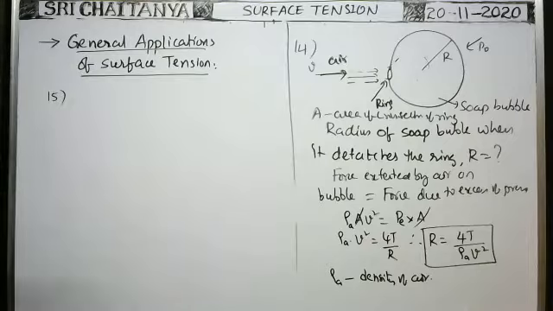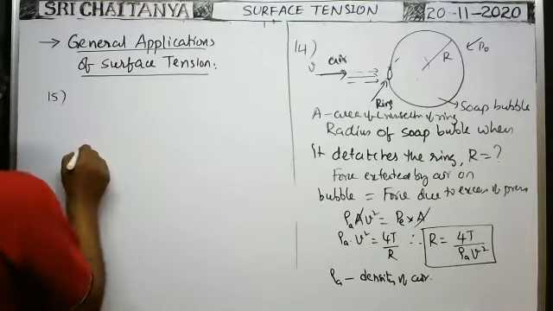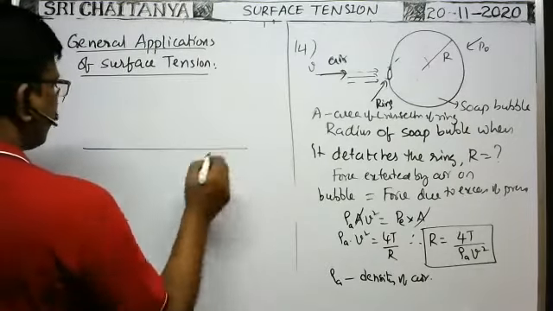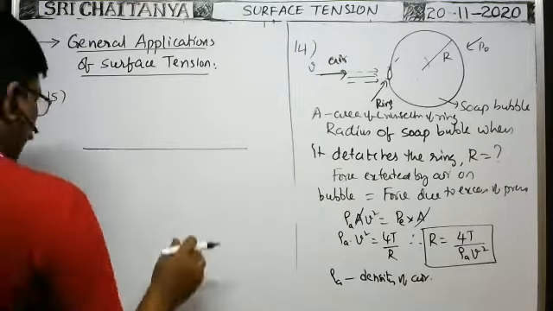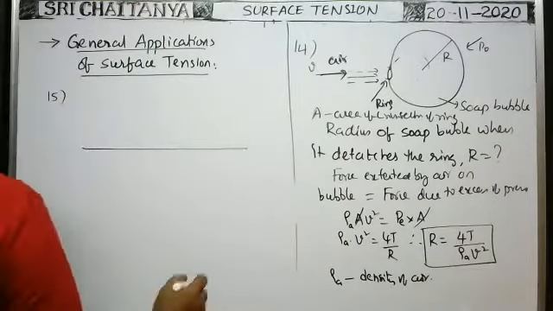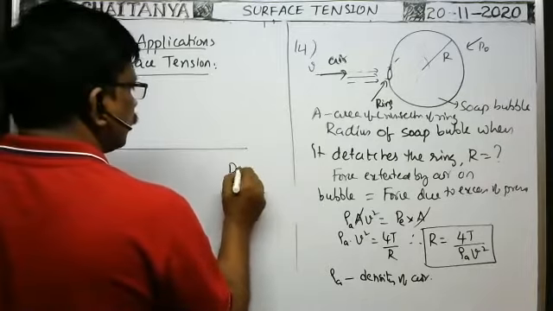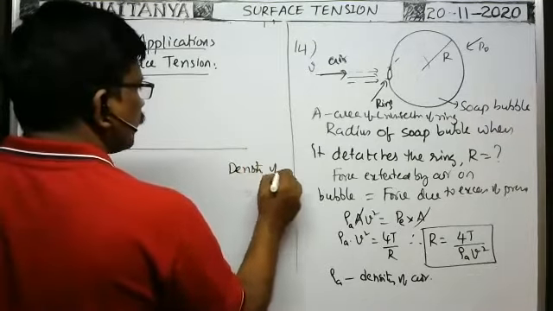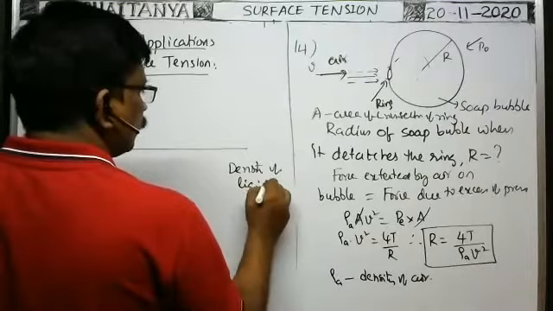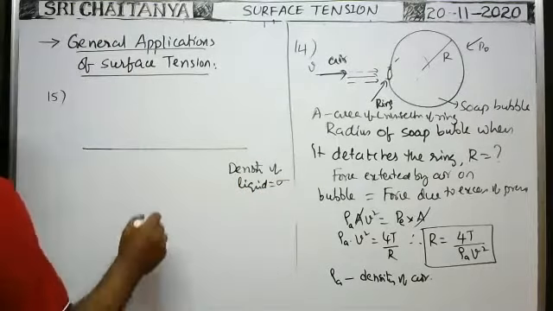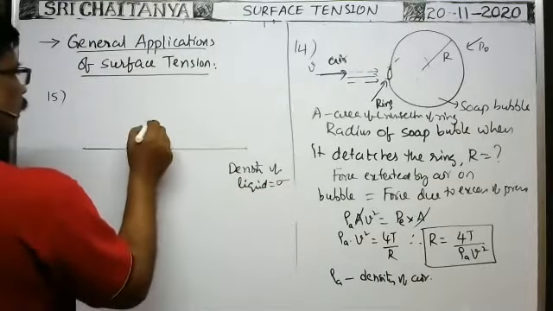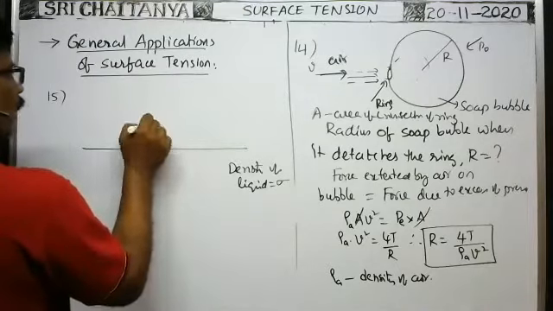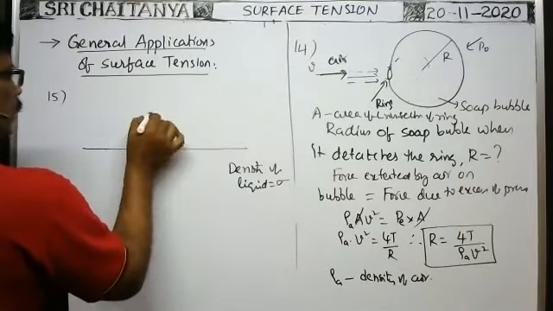Suppose a liquid drop. Here this is the surface of the liquid. The density of the liquid is equal to sigma. On the surface of the liquid, a liquid drop is floating, like an oil drop or whatever it may be. It is floating.